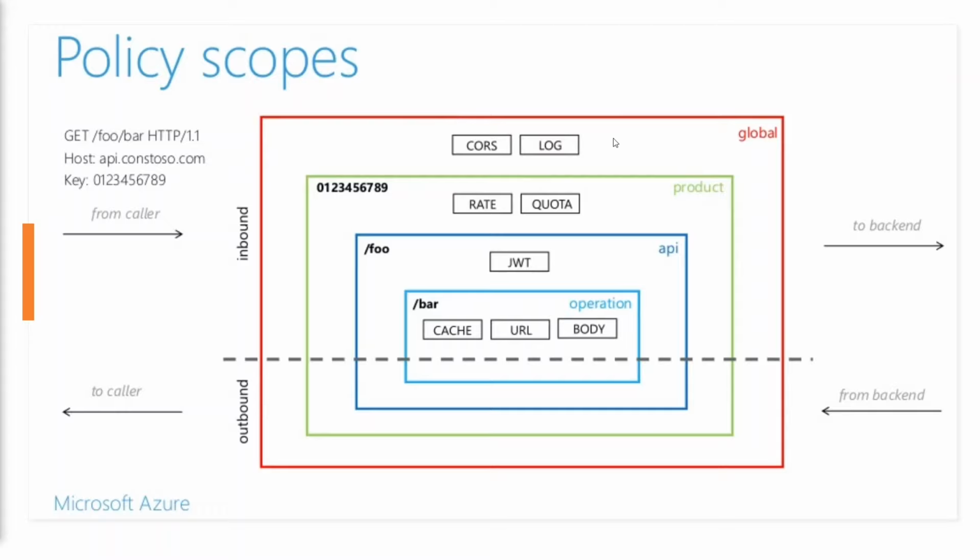Like if you want to do the logging, do it at the global level. If you want to do the rate limit, you can do it at the product level. But it doesn't prevent you from using this rate limit inside of the API. And as you see, there are two sections. It's coming from the caller and going to the backend, and coming from the backend and going to the caller. It's inbound and outbound.